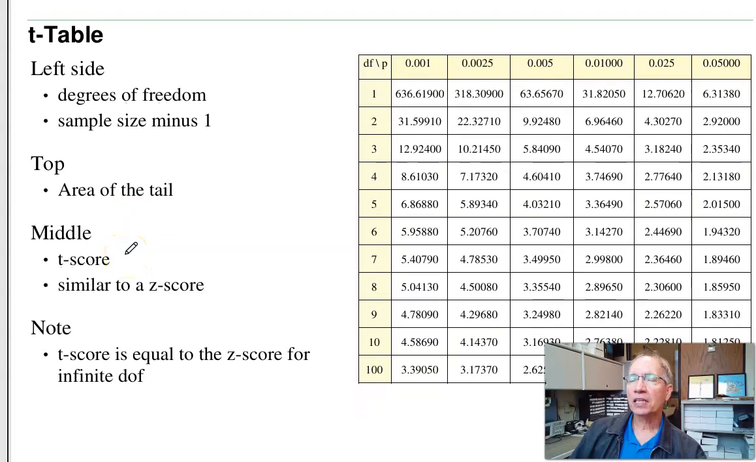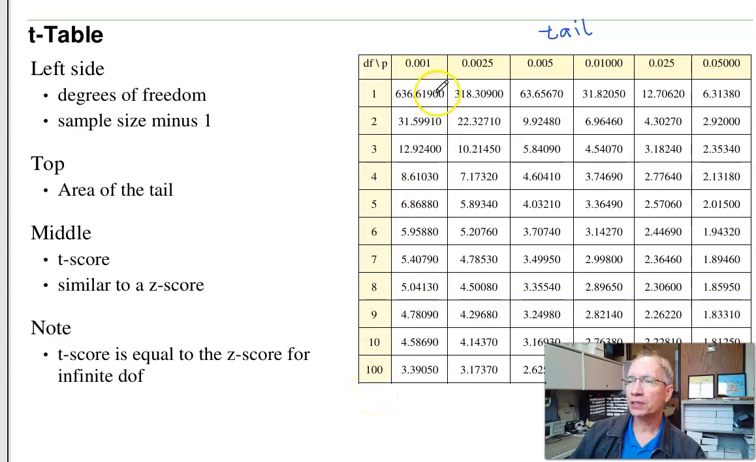A second thing that's slightly different with a t-distribution is the t-table. So this is kind of like a normal distribution table. This is the area of the tail, just like a normal distribution. This is your t-score, very similar to a z-score, but I also take population or sample size into account.